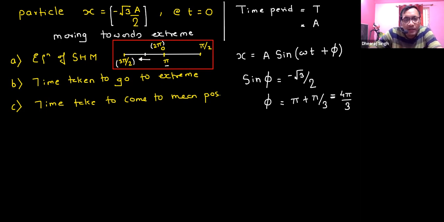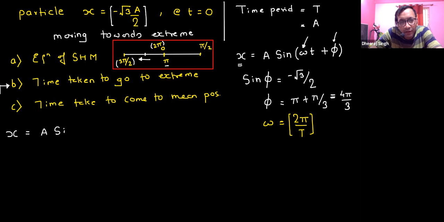Okay. So omega, how will you write it in terms of capital T? What is the value of omega? Two pi by omega is the time period. So two pi by time period is omega. Okay. So you can substitute omega and phi. You get the equation of the SHM. This is part A. Part B, how will you do that?